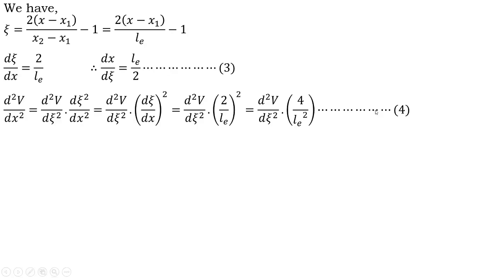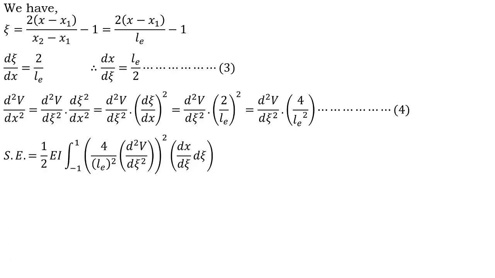So let us take this as equation number 4. Now substituting the value of d²v/dx², and changing this dx in terms of dζ, that is just divided by and multiplied by dζ, so that I can substitute that value of dx/dζ also into this. Therefore this entire integration will be in terms of dζ. Therefore I can apply the limit.